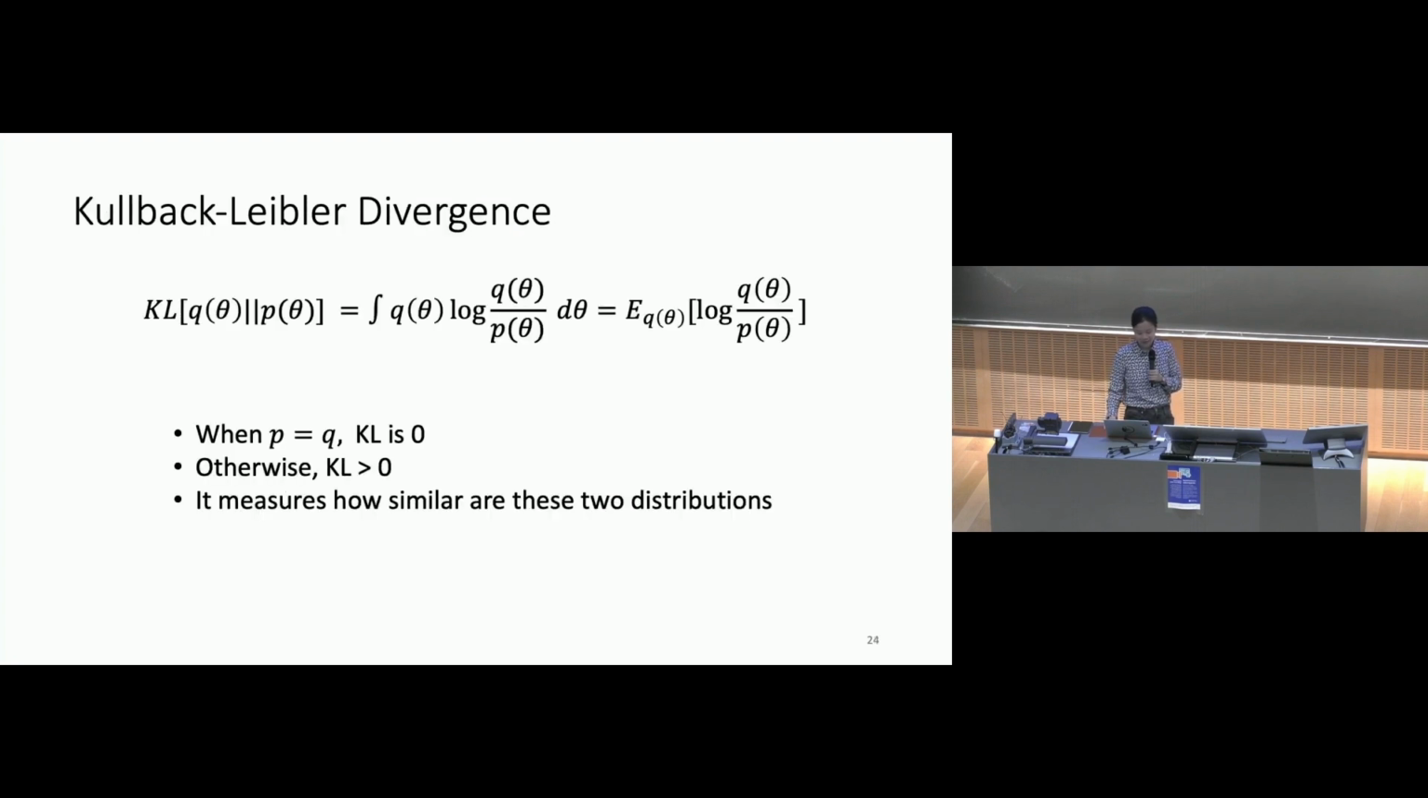This is the KL divergence from Q to P. It is non-symmetric, which is why we mention it is the KL divergence from Q to P. You can see that this is the expectation of the log density ratio under the Q distribution. It is a valid divergence in the sense that when P equals Q, KL is 0, and otherwise KL is greater than 0. So we can use that to measure the similarity between the approximate posterior Q and the exact posterior P.